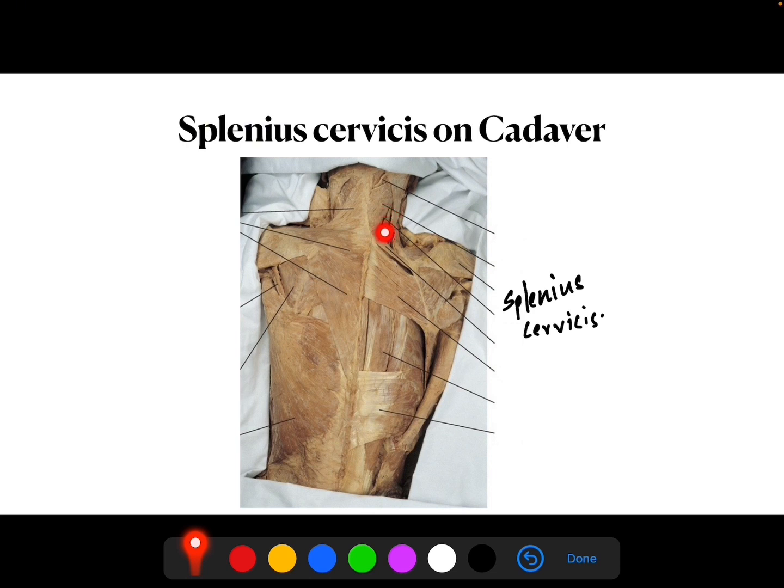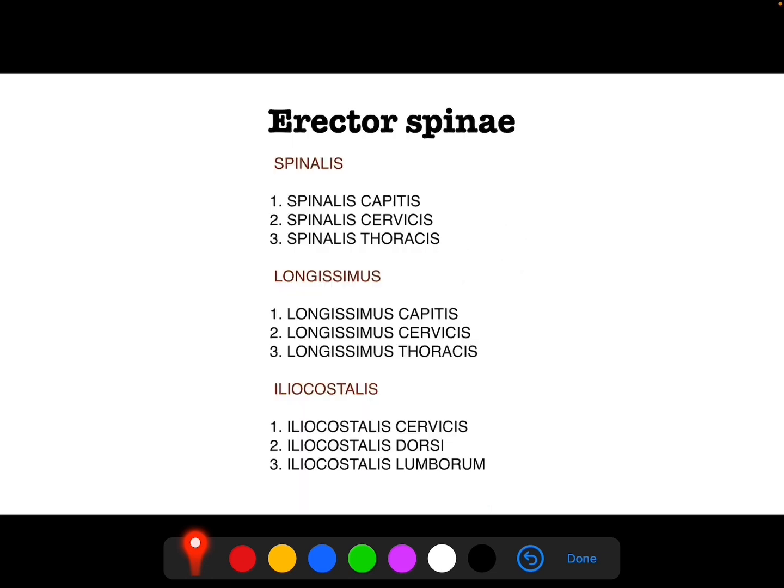This is what it looks like on the cadaver. Now let's move on to the next group of the deep muscles of the back. These subgroups include various muscles.